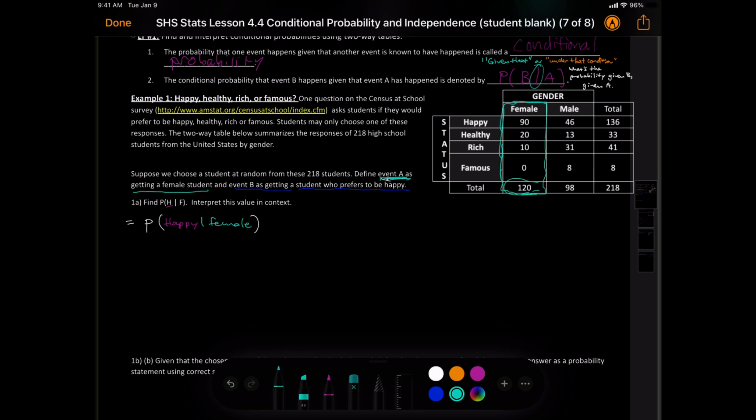How many total females do we have? We have 120. Right? We kind of talked about given, happy, given, female. So female is the biggest category there. And how many are happy there? That is 90. So we have 90 out of 120.